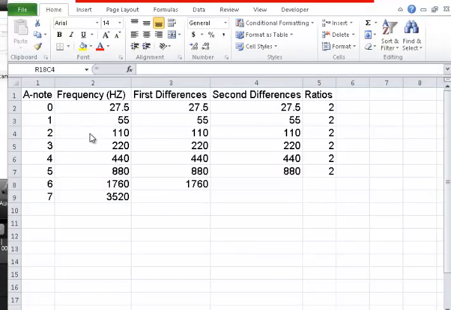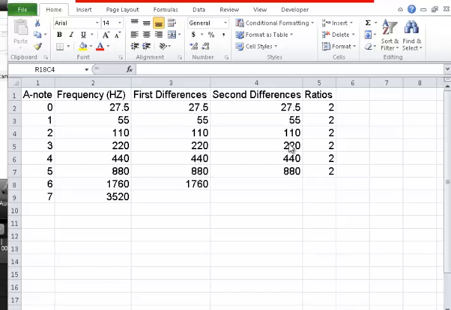To check if this table of values represents an exponential relation, I'm using Excel again. These are the A notes. These are the frequencies. I found that the first differences are the difference between the y values. For instance, 55 minus 27.5 is 27.5. 110 minus 55 is 55. 220 minus 110 is 110, and so forth. You can see that the first differences are not the same, so it's not linear.